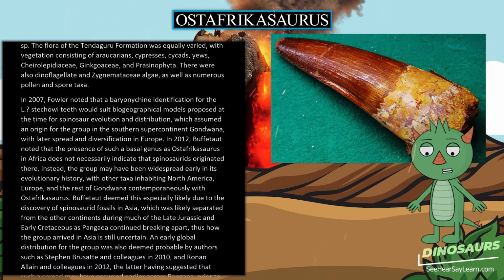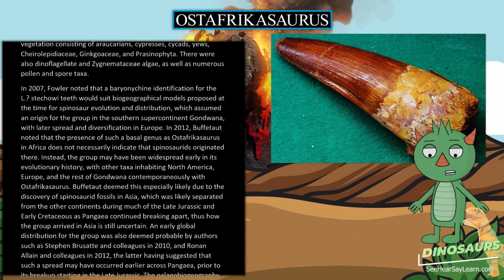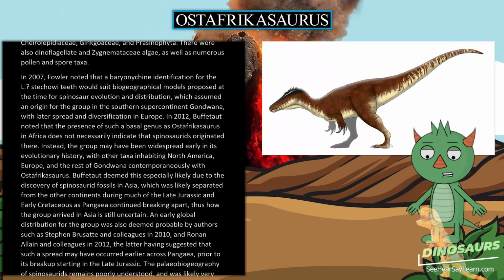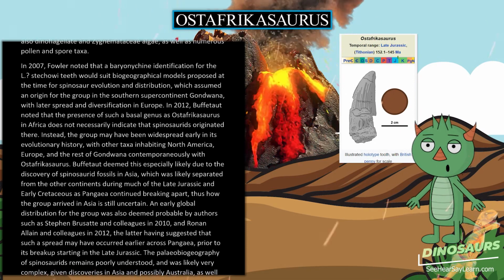Buffetaut deemed this especially likely due to the discovery of spinosaurid fossils in Asia, which was likely separated from the other continents during much of the Late Jurassic and early Cretaceous as Pangaea continued breaking apart. Thus how the group arrived in Asia is still uncertain.